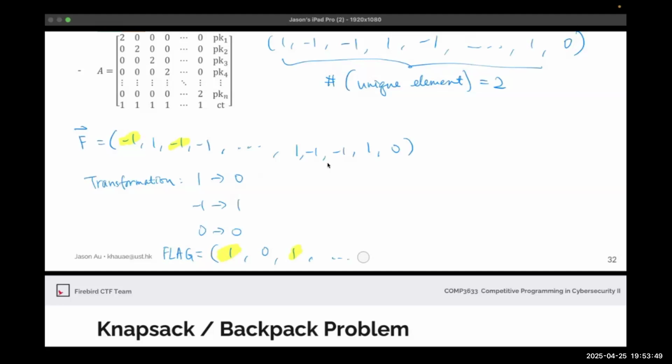And then the last 3 become 1, 1, 0, and 0. Okay, so this is the last 3. The last 3 becomes this. And then these correspond to this, and the last corresponds to this one. But this is reversed. Okay, so this is reversed. We need to convert it back.